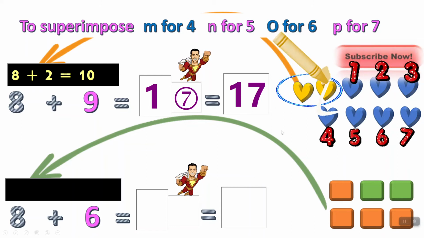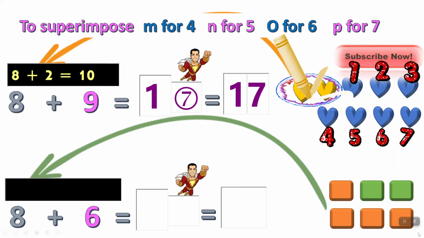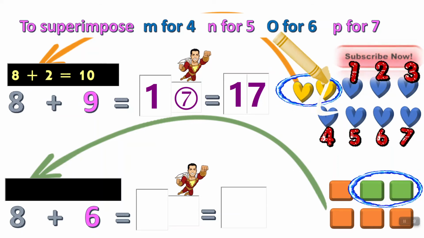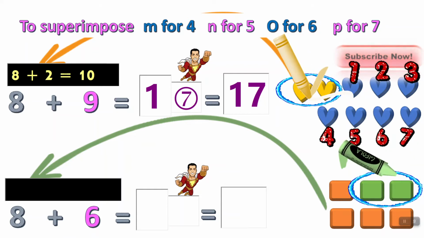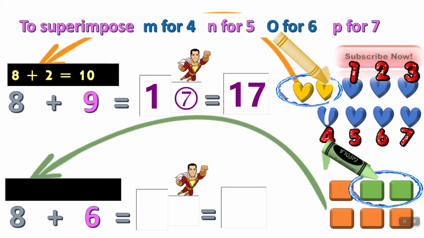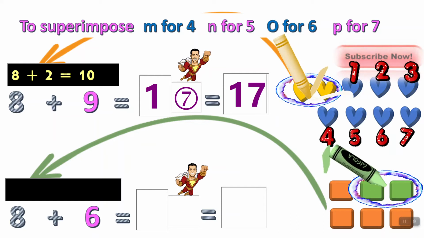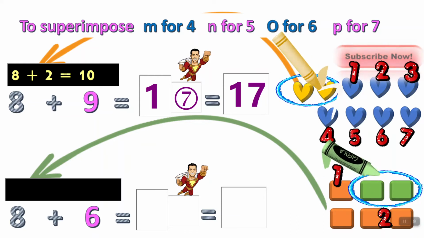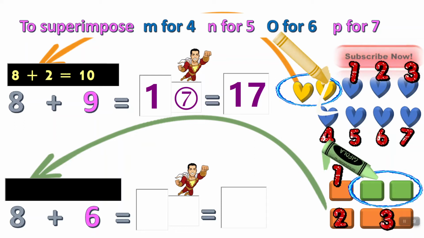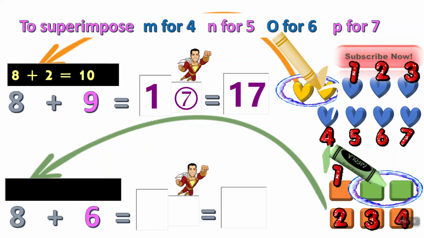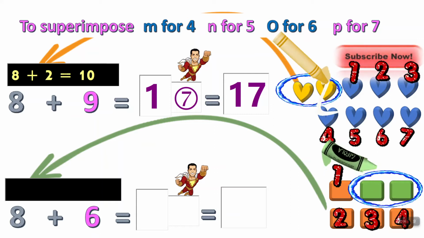8 is about to do another one. 8 this time chooses green. Okay, so let's color green. Good. And then let's see what's left. We have 1, 2, 3, and 4. So that means we shall be superimposing 4 over 10.